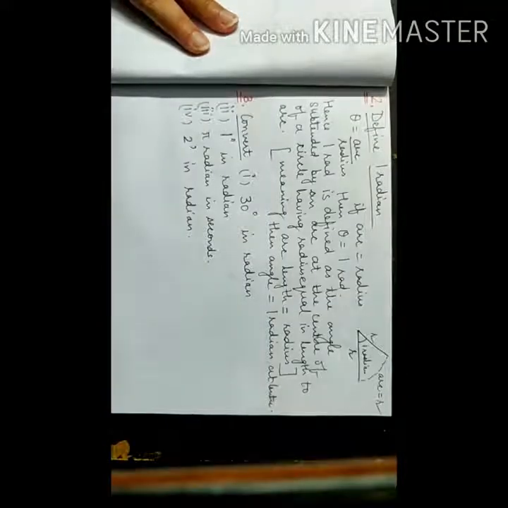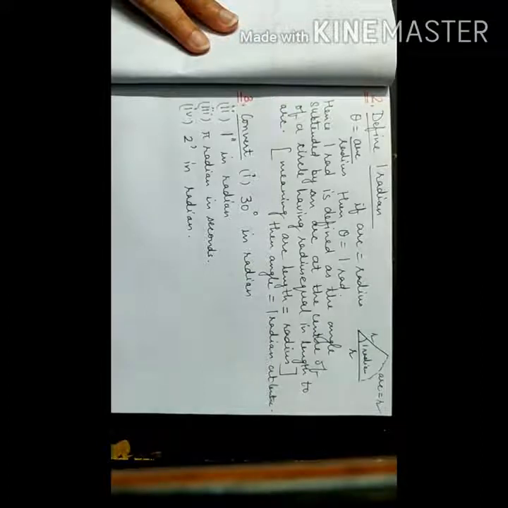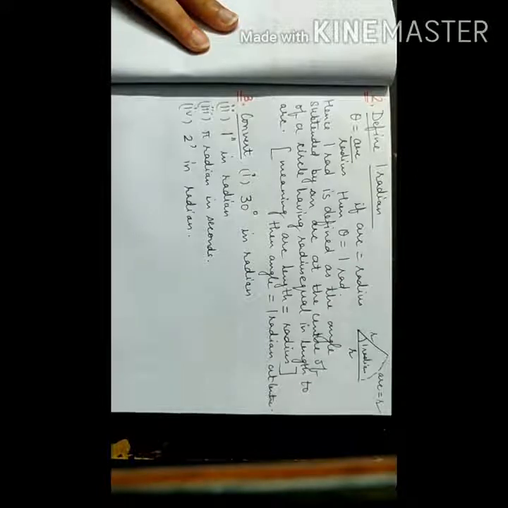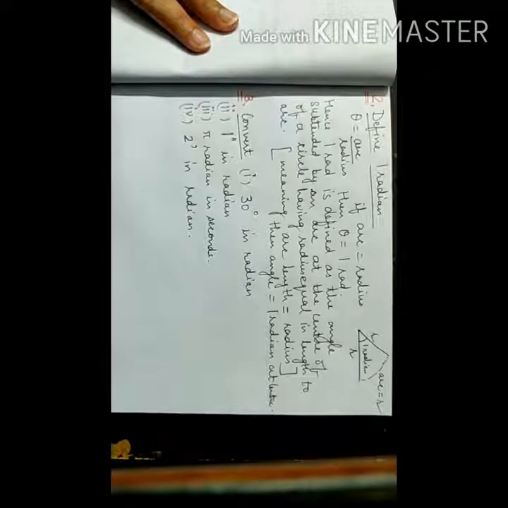Now you can read question number 2, which is define 1 radian. Basically 1 radian will be the angle which is subtended at the center by an arc which is equal to the radius of the circle, right? Arc and radius should both be equal. Then the angle subtended at the center would be 1 radian. You can read the definition.